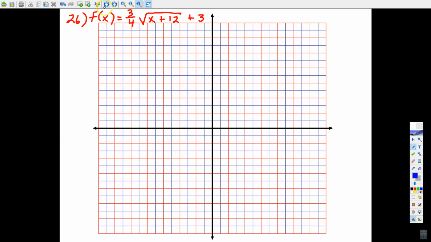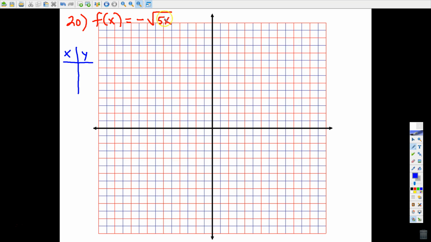Okay, and then I wanted to do a couple of graphs for you. Let's do number 20. And this one's a little different. It's not really the translation of a parent function like we talked about in class, so I just wanted to go ahead and do this one with you. We're just going to make a table.